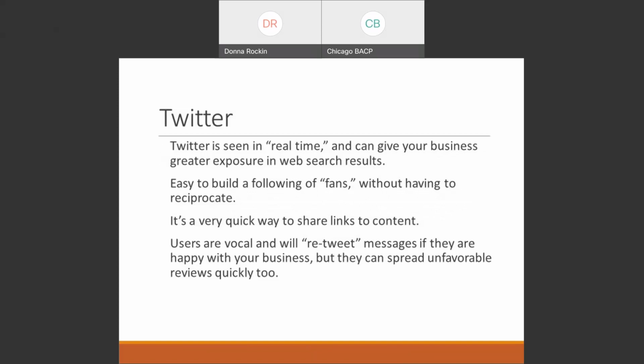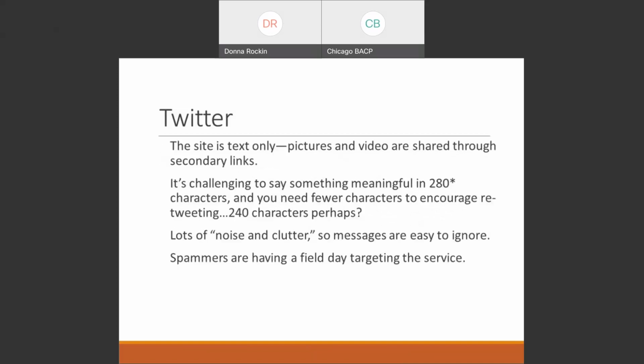It's easy to retweet, but it can be just as easy to retweet unfavorable reviews as well, or bad comments. It's text only. You have to use videos and pictures through links. Like I said, stay at about 240 if you want to get retweeted. There's lots of noise and clutter, and spammers have a field day with it.